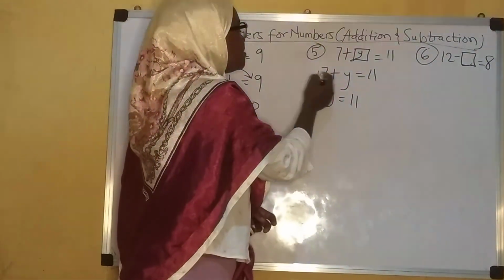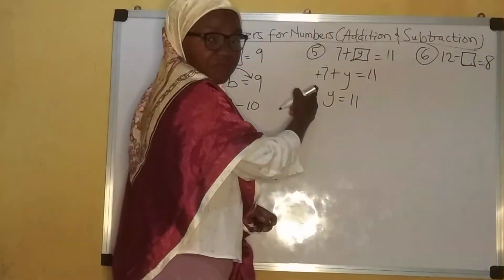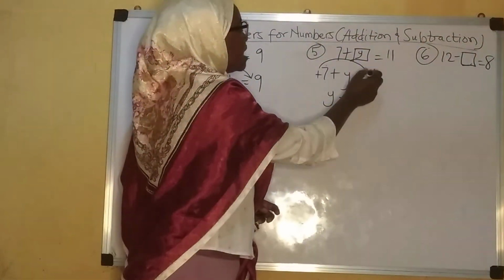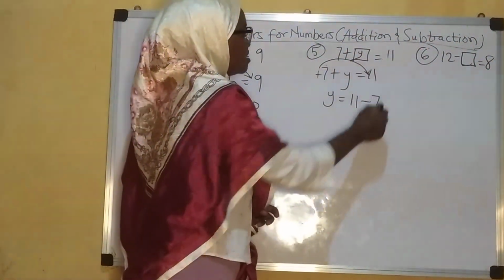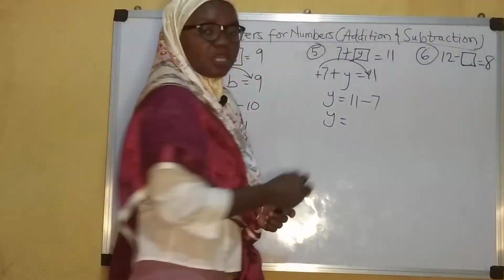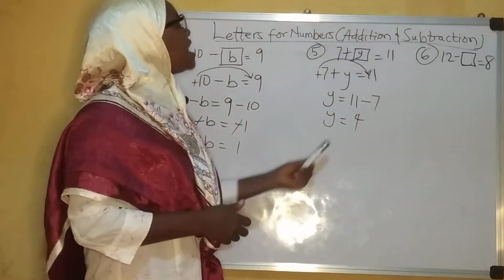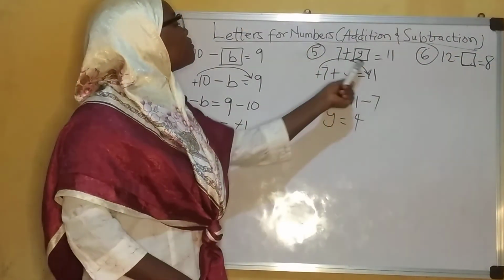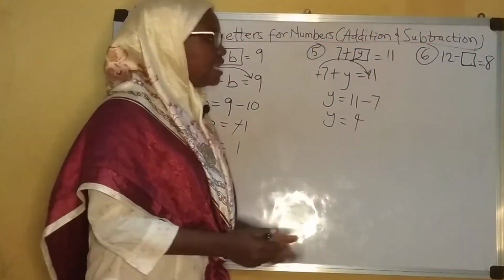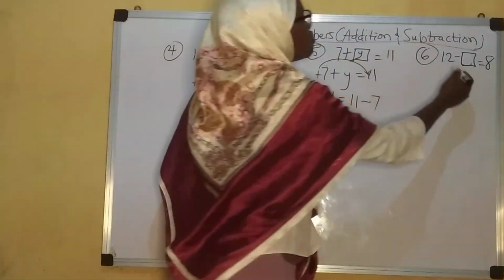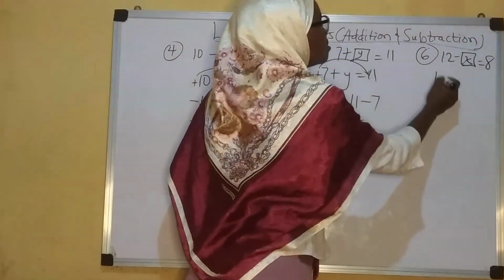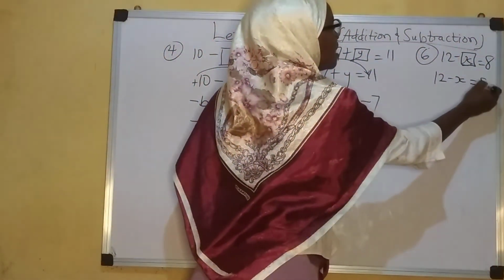And then this positive 7 moves over the equality sign, and it changes to what? Minus 7. So my y is now going to be what? 4. Does that make sense? All right. So if my y is 4, put 4 here, and you can see that 7 plus 4 will give us what? 11. Now let's look at the last example. I have 12. This could be x as well. 12 minus x equals 8.